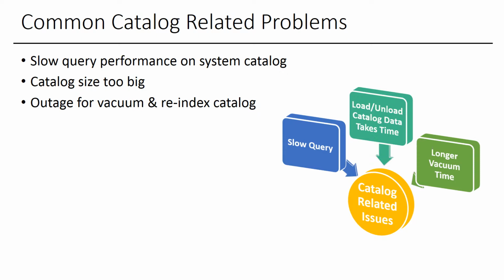Once you experience a performance problem due to a bloated catalog, you need to vacuum or reindex the catalog to reset the performance. In case of an offline vacuum, typically you need an hour of downtime out of your regular business activities, which is not always possible.